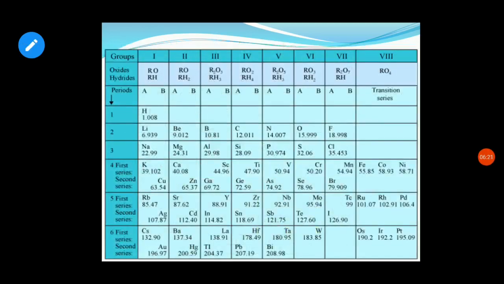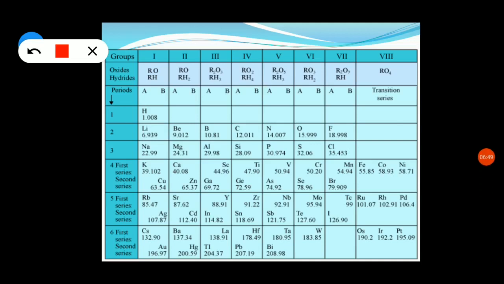So this is Mendeleev's periodic table. In this table, totally there are 8 vertical columns. That is, totally 8 vertical groups are present. And totally 7 horizontal rows are there. These horizontal rows are called periods. Totally 7 periods are present.